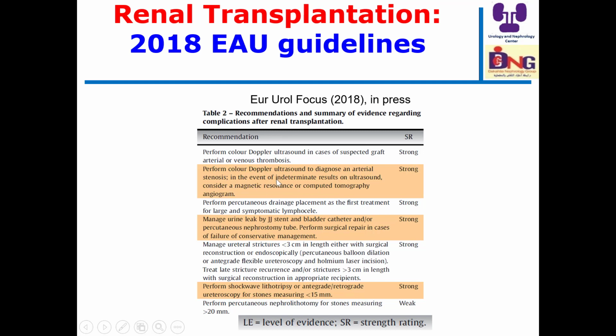Perform a color Doppler ultrasound to diagnose an arterial stenosis. In the event of indeterminate results on ultrasound, consider a magnetic resonance or computed tomography angiogram, and this is a strong recommendation for diagnosis of renal allograft artery stenosis. Perform a percutaneous drainage placement as the first treatment for large and symptomatic lymphocele.